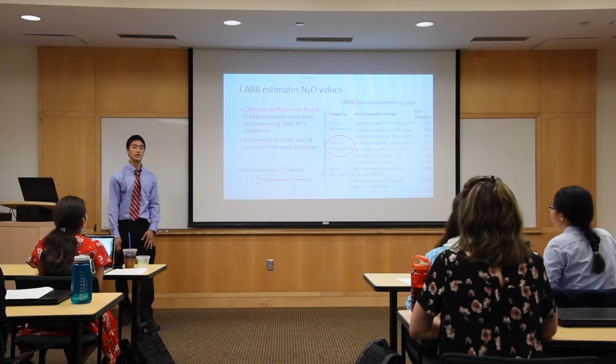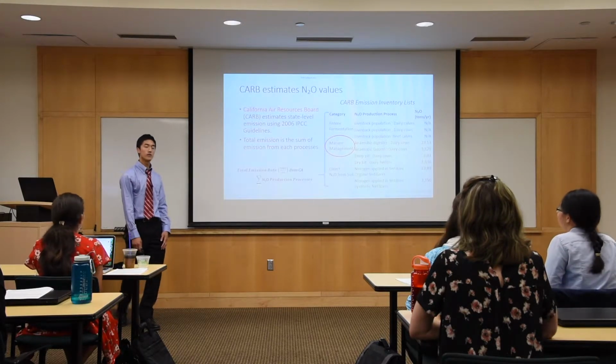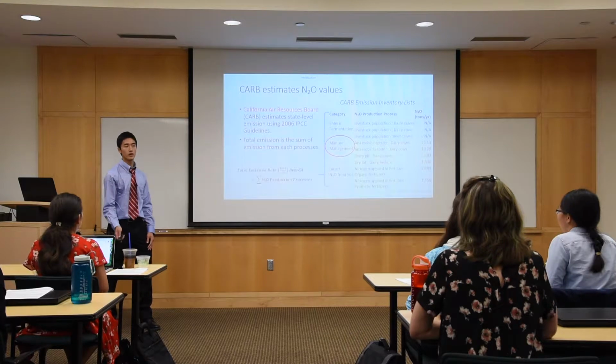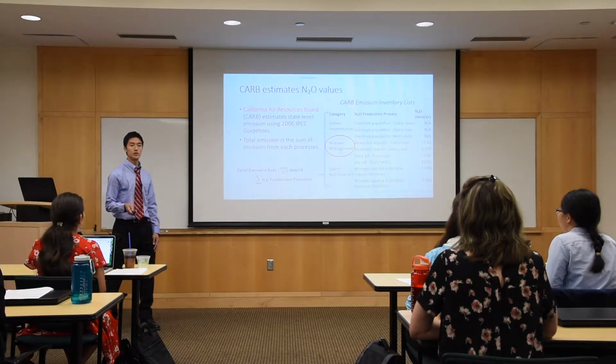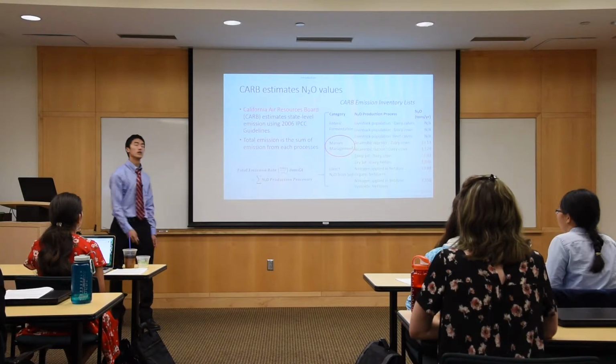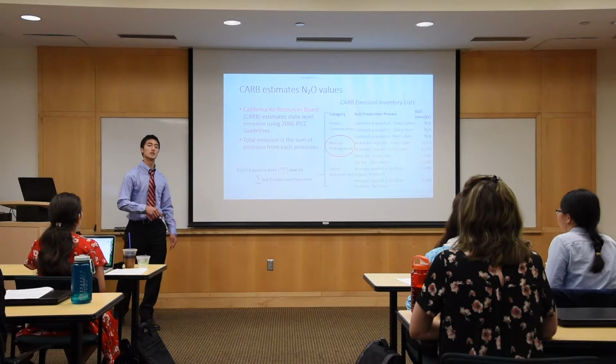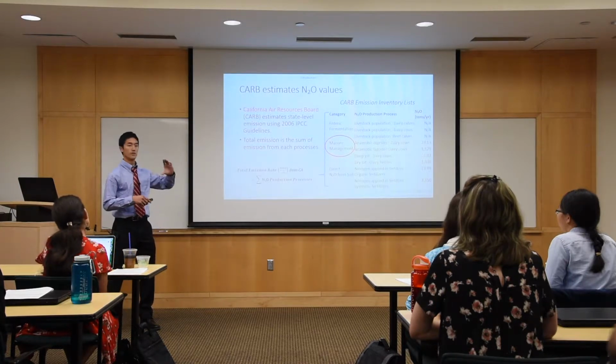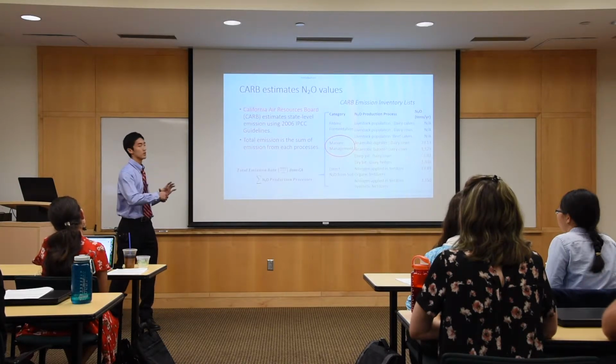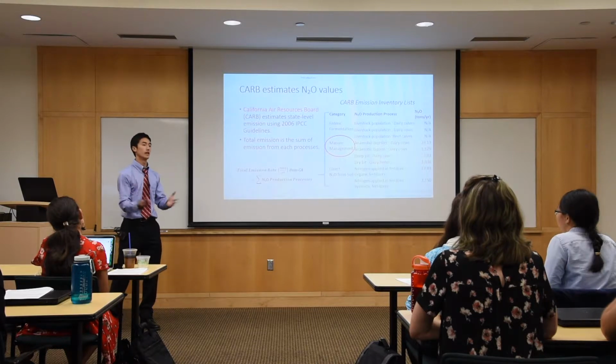So how do people estimate the N2O? Well, California Air Resources Board is required to report the values every year. What they do is they go through this bottom-up approach in which they list all the processes that are involved in the N2O production process, estimate the emission for each of them, and then sum them up to come up with the total emission in the entire California.